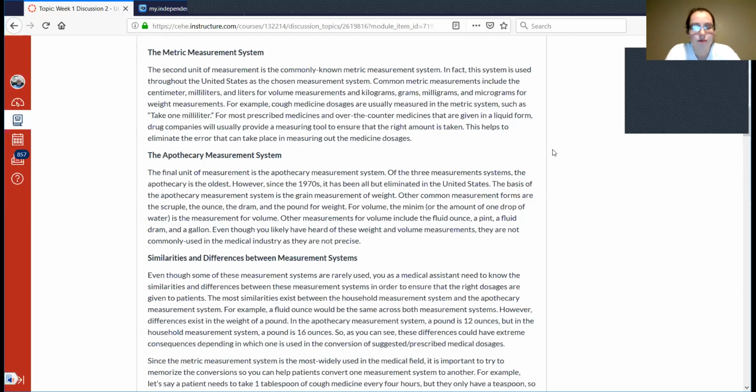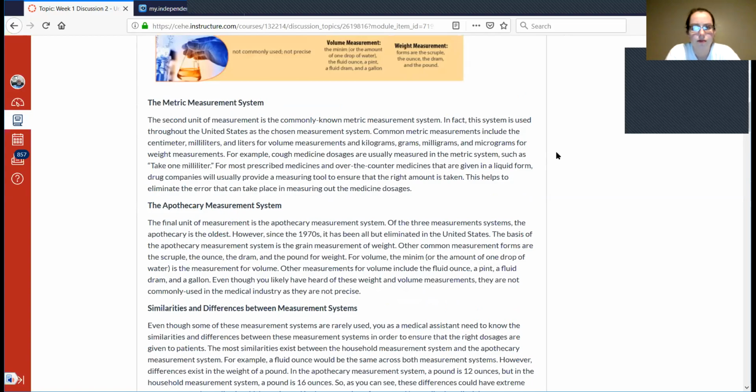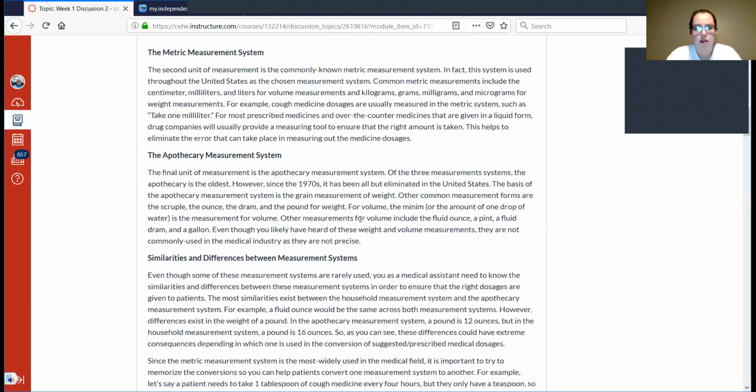So you will see that, although most people don't have a clue what that means. But other places that we will see these measurement systems, and we'll come back to those in a little bit, is we see a volume of a fluid ounce and a dram. A dram is 1/8 of a fluid ounce. Now, a fluid ounce is approximately the same as an ounce in our standard measures.